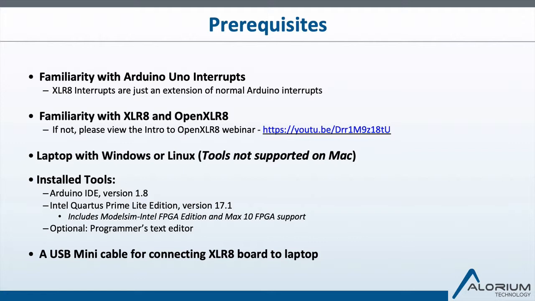If you want to work through the demo with us, you'll need a laptop with Windows or Linux installed, and you'll also need the tools involved in OpenXLR8, which include Arduino IDE and the Intel Quartus Prime Lite Edition. Please download and install version 17.1, as that's the version we currently support. You'll also need an XLR8 board and a mini cable to connect it up to your laptop.